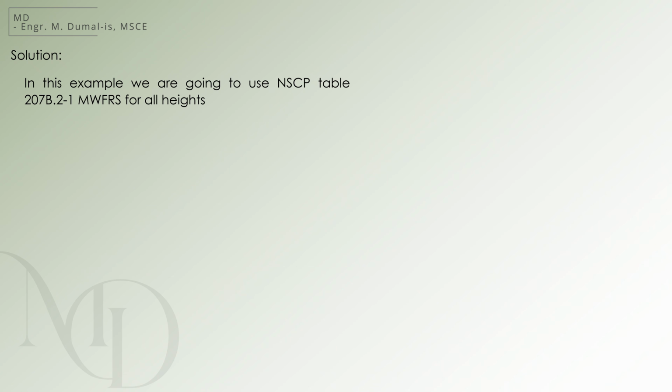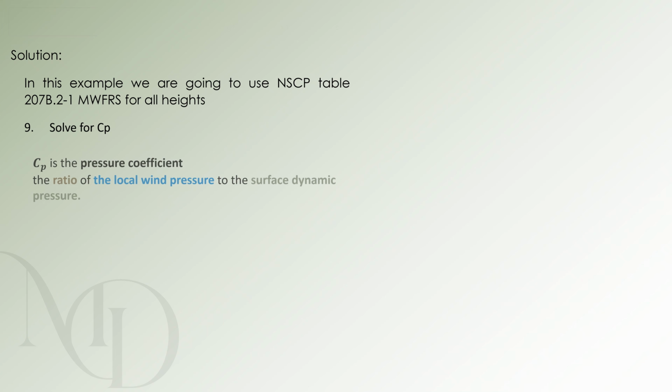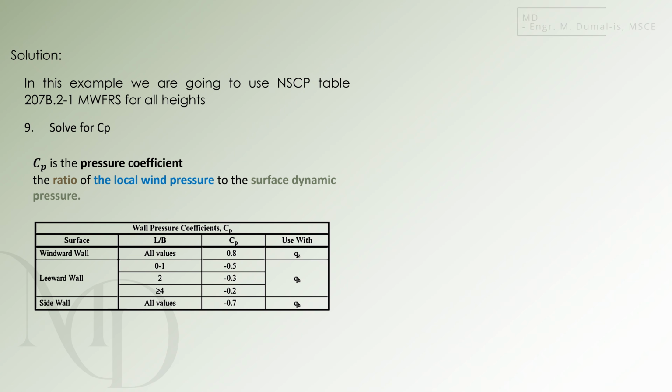Now that we have established the velocity pressure, the next step is to solve for the external pressure coefficient C sub p. We begin with C sub p provisions. It is defined as the ratio of the local wind pressure acting on a surface to the surface dynamic pressure. For walls, the values of C sub p are straightforward. The windward wall, in particular, usually carries the highest positive pressure since it faces the incoming wind. The other wall types are just the same.